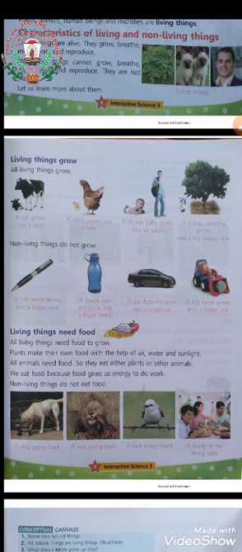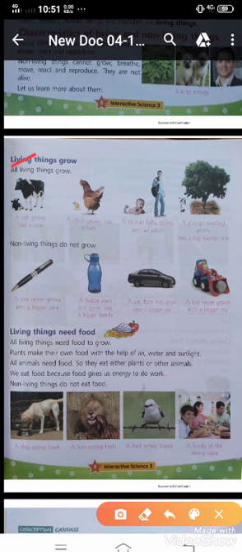Let us continue with the characteristics of living and non-living things. As we have already discussed some of the characteristics, let us revise that once again. So the first characteristic is living things grow. All living things grow, but non-living things do not grow.